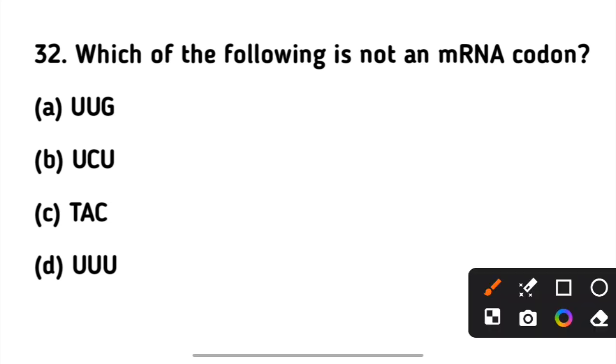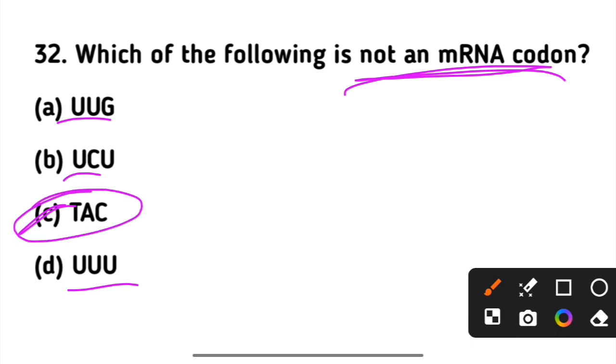Next, which of the following is not an mRNA codon? Uracil is there, this is also uracil. Option C is correct. Thymine, adenine, cytosine, this is of DNA, so option C is correct.